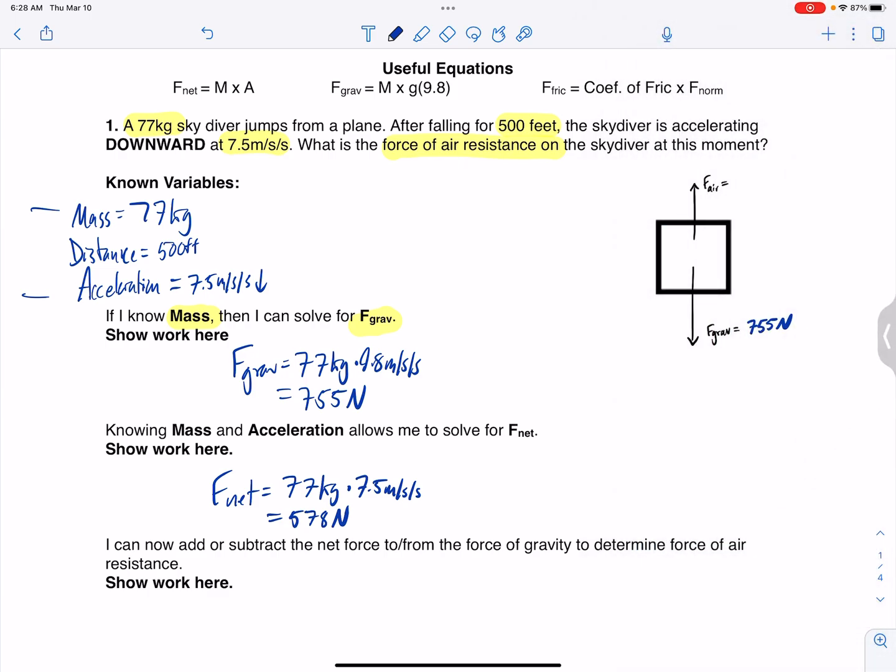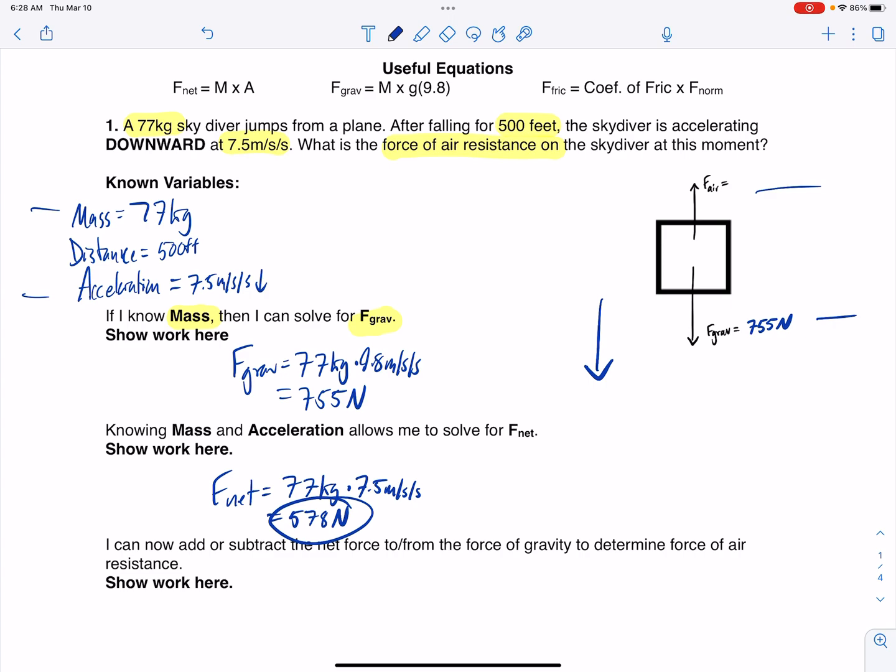Now here's the key, and this is what gives people trouble sometimes. We've got a skydiver and he's jumping, and we recognize that he's still accelerating downward. All right, so that means he is gaining speed downward as he falls. So what we really know, what this number here, 578 newtons, tells us is that's the difference between these two forces. We know that one force is greater than the other by 578 newtons. That's really what we know.